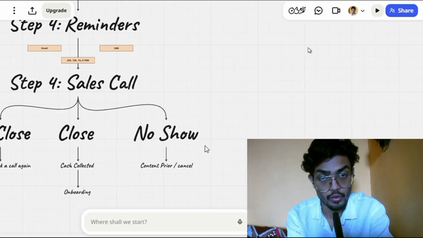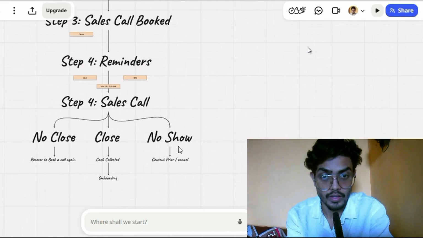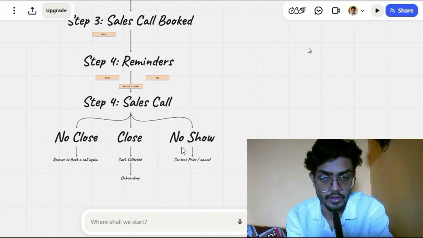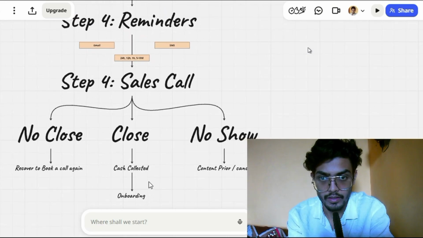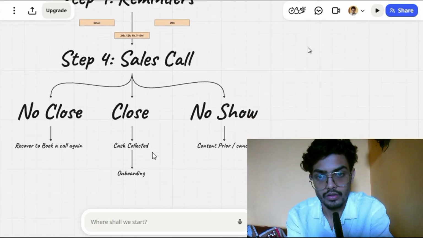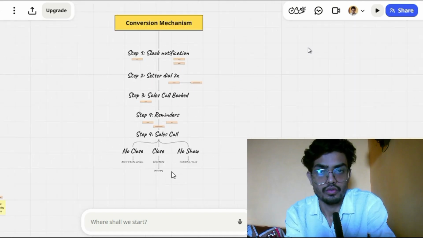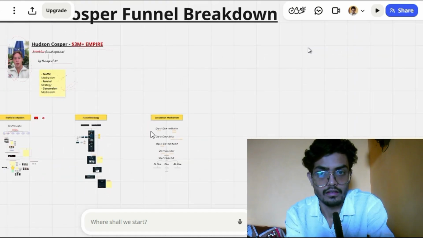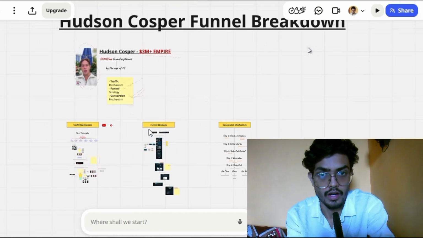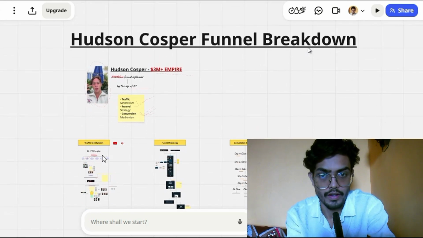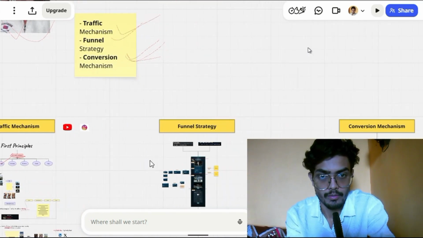Now, with Hudson Cosper, the no show wouldn't happen because the call wouldn't get rescheduled. So the only two things that would happen are either close or no close. If it's a close, then cash is collected and the onboarding would start essentially. Okay. So this was the entire Hudson Cosper funnel breakdown, a 300K plus per month funnel breakdown from its YouTube traffic and Instagram traffic to its VSL funnel and converting those leads into clients.